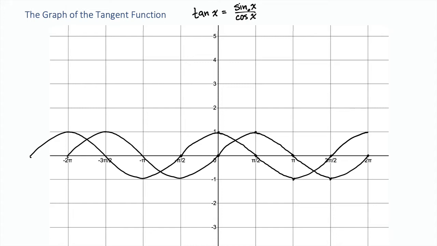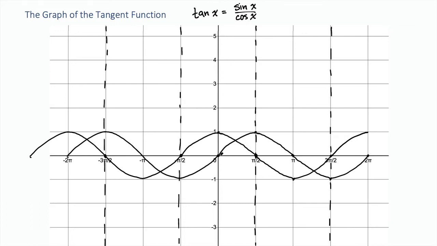Now, when we have sine divided by cosine, we know that we can't divide by 0. Cosine is 0 when sine is either 1 or -1. And so we're going to end up with asymptotes when cosine is 0. So where the cosine function hits the x-axis, we're going to have asymptotes: here at pi over 2 and at 3 pi over 2 and at negative pi over 2. It just repeats over and over. Every time the cosine is 0, we get an asymptote.